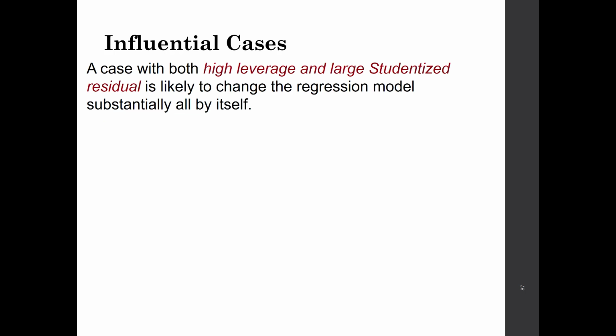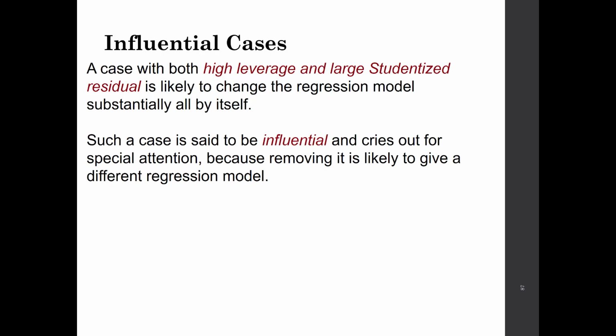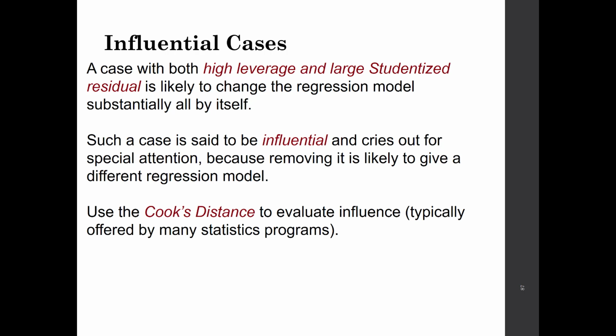Now, a case with both high leverage and a large studentized residual is likely to change the regression model substantially all by itself. And remember, we learned this before, an influential observation is one that, if you removed it, would change the model. So these need particular attention.